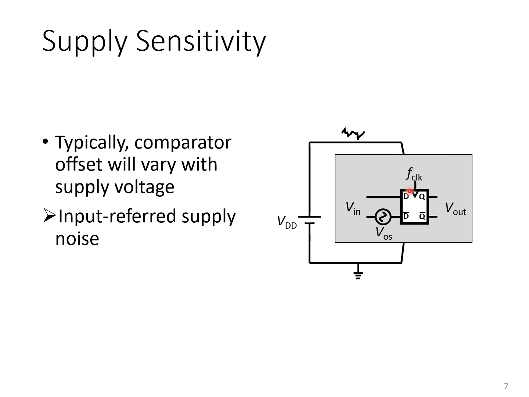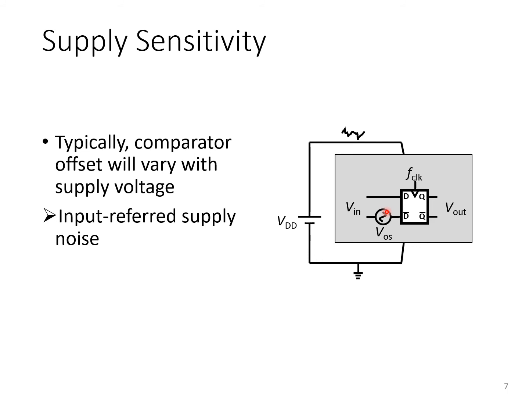Now, an important point here is there's no reason to think that that offset will be independent of the supply voltage. In fact, it's quite likely that depending on how high the supply voltage is, the input-referred offset may change. And you can actually see this in your simulations. You can repeat your offset tests at different supply voltage levels, and it's quite likely you'll get a different result.